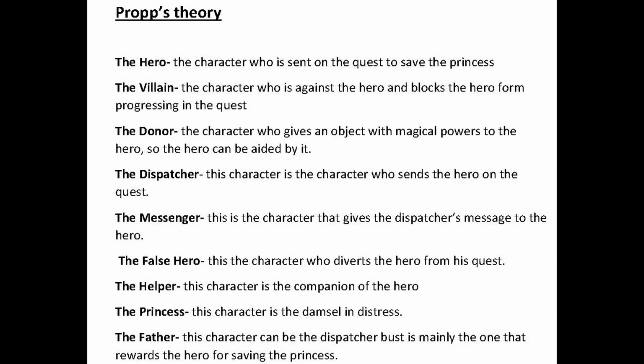The donor is usually similar to a companion, not exactly. It's a character who, mostly in horror and fantasy films, gives, with the intention of aiding the hero, of helping the hero, a magical object.